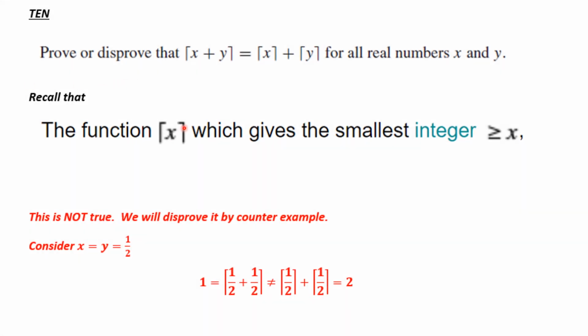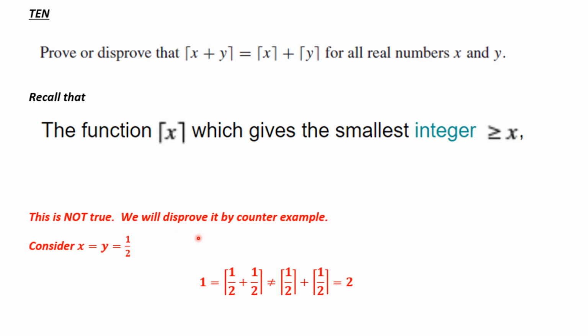Here I ask you to prove or disprove that the smallest integer greater than or equal to x plus y is equal to the smallest integer greater than or equal to x plus the smallest integer greater than or equal to y. These are called ceiling functions actually. So the ceiling function of x plus y is equal to the ceiling function of x plus the ceiling function of y for all real numbers x and y. And I reminded you of the definition that the ceiling function is the smallest integer that is greater than or equal to x. Well, it turns out this is not true.